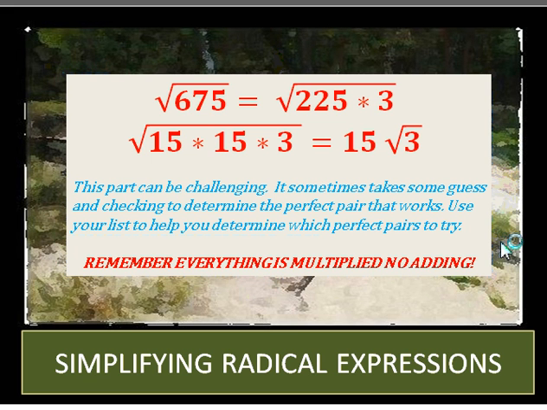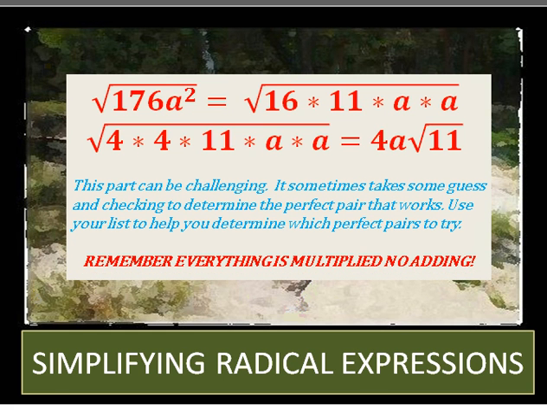It takes some guess and checking to determine the perfect pair that's going to work. You have to use your list to help you determine those perfect pairs. Remember, we're multiplying, not adding. Everything has to be multiplied. Because you might say, well, 400 is a perfect square because it's 20 times 20, and then I can just add 275. Nope, can't add. Cannot add. You have to multiply everything. This is why it's going to be challenging and take some time.